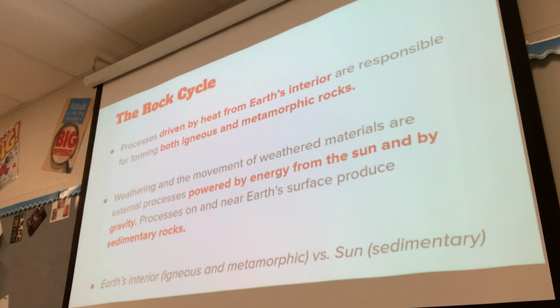Mostly the sun and the rain and the wind is going to have an impact on the sedimentary rocks, and igneous and metamorphic are more affected by the internal environment of the Earth.